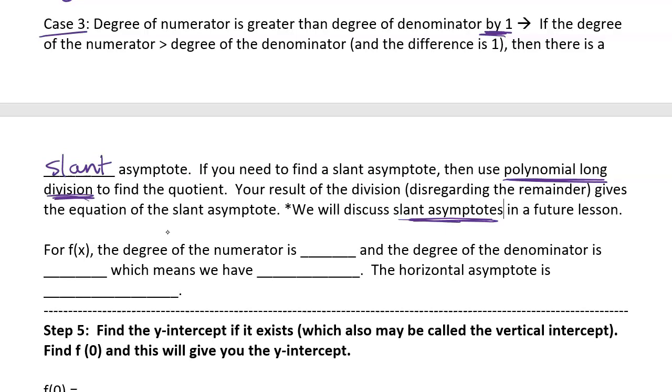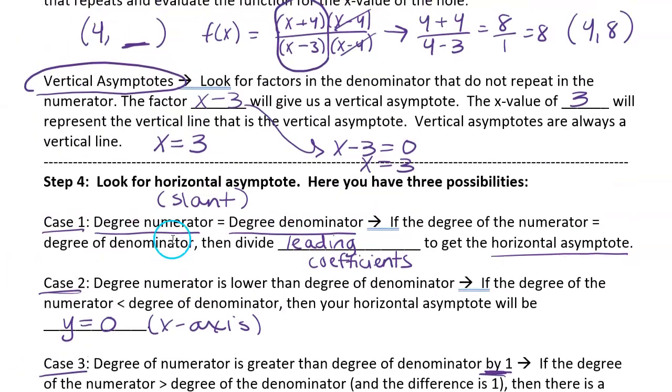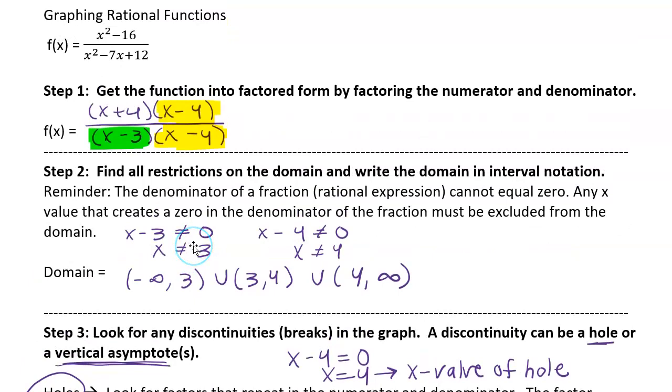So for f of x, the degree of our numerator is 2 and the degree of the denominator is 2. Now let's go back up and review that real quick. I know some students have had some confusion about that. When you are looking at this original function, how it was presented, your highest exponent was 2, and that is the degree. So they both had a 2 on the top and the bottom, so the degree of the numerator is 2 and the degree of the denominator is 2.